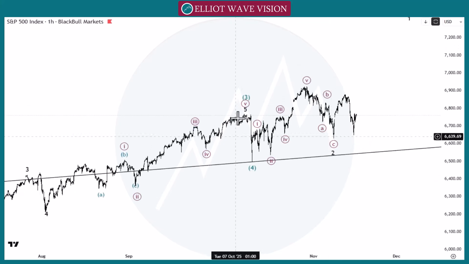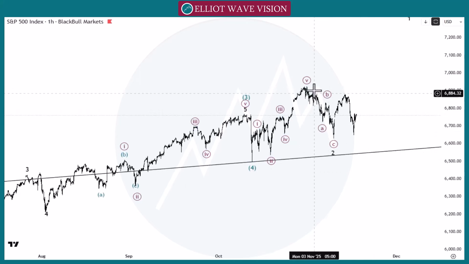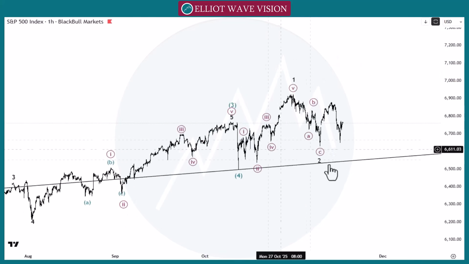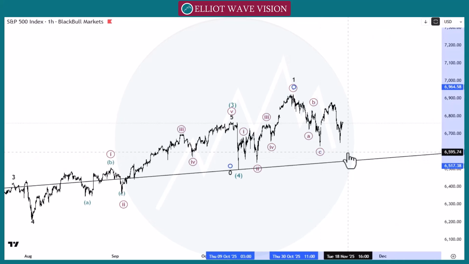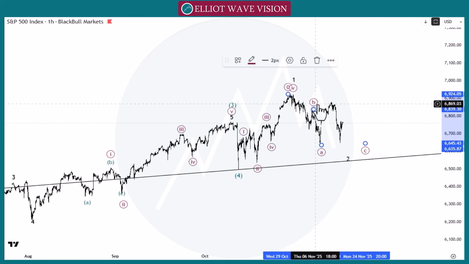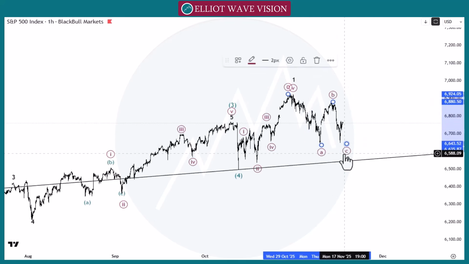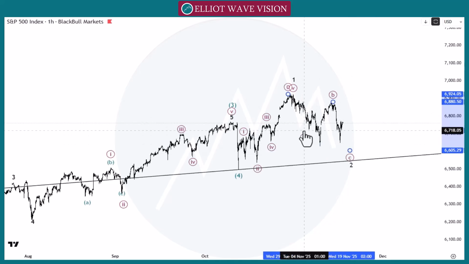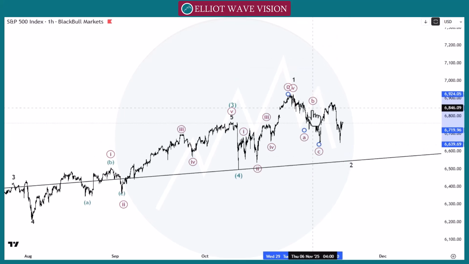So let's focus on this structure: this is wave 3, wave 4 and this is wave 1. Now we are in wave 2 of this black wave. We count wave A, wave B and now wave C may still be in play. So how do we decide whether we go towards the bullish side or wait for this wave C to complete? That's also possible, this wave C may already be done here.